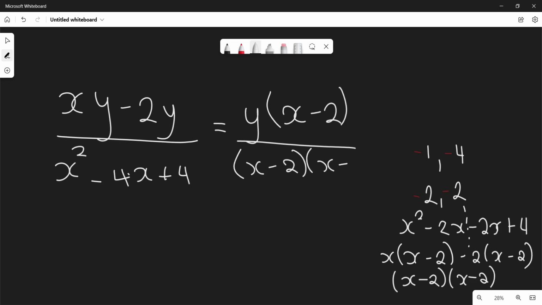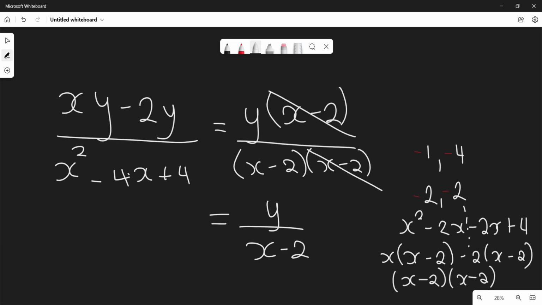Now if you see, we can now cancel because we have multiplication in our numerator and our denominator. The brackets are an indication that we are multiplying. Therefore, the x minus 2 can cancel once. So it would only cancel with one bracket of x minus 2, right? When we do cancelling or reducing, it is done in pairs. So we'll just have y over x minus 2, right?